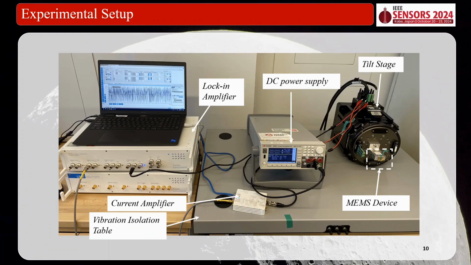So this picture shows the experimental setup that we use. The MEMS device is fixed on this tilt stage. It's a very accurate tilt stage that we can tilt with a high accuracy, about 10 microdegrees.